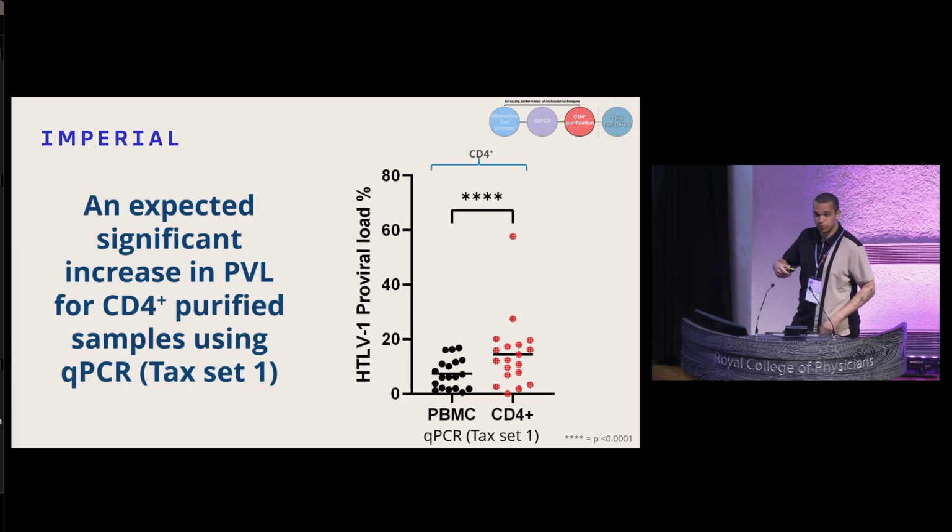Now, if we compare the proviral loads obtained using PBMCs and CD4 positive cells, we see that we're getting an expected significant increase in the proviral load obtained in the CD4 positive enriched samples compared to PBMCs. And I'm saying expected because, as I mentioned earlier, HTLV1 primarily infects CD4 positive cells, so we expect that by enriching this population, we'll be able to increase the proviral load.